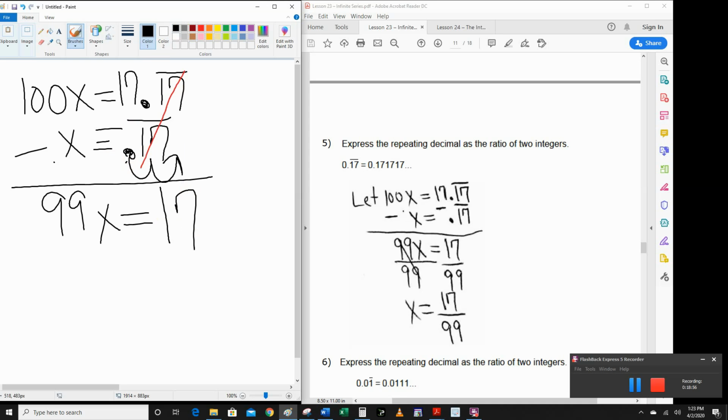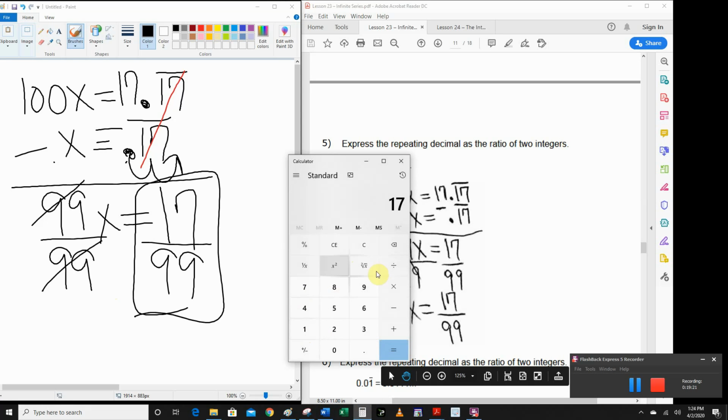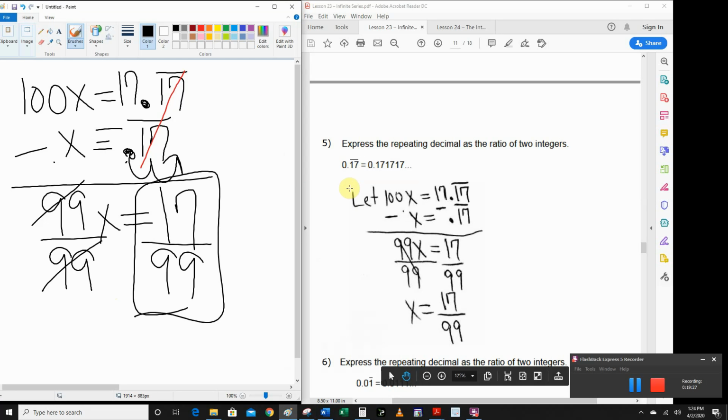And the last step, divide both sides by 99. So 0.17 repeating is actually equal to 17 over 99. And you can check this with the calculator. 17 over 99 does give us 0.17 repeating.